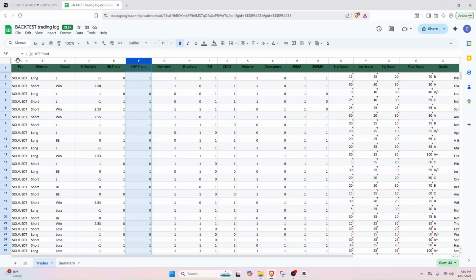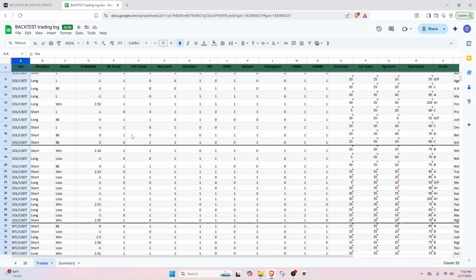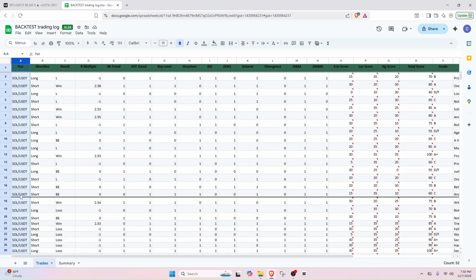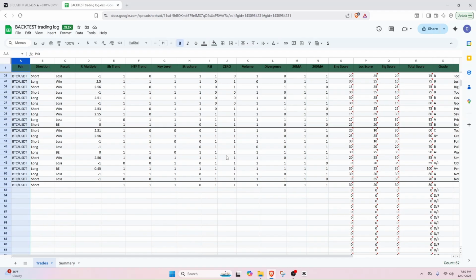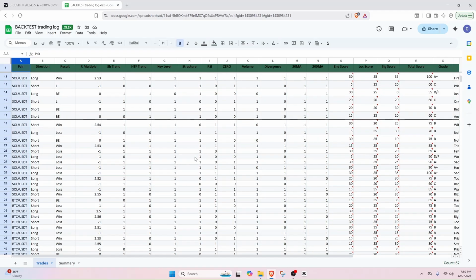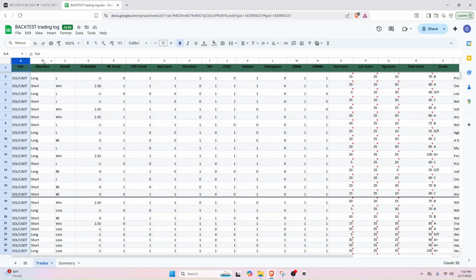And so across the top, you'll see we've got the pair, whatever I'm trading. In this case, it'll be Bitcoin. As you can see, I did about 29 tests on Solana, and I've done about 25 tests on Bitcoin. So I have been back testing a little bit already with it. The second column is the direction, long or short, whether I went up or down. The third column is the result, win, loss, or break even.